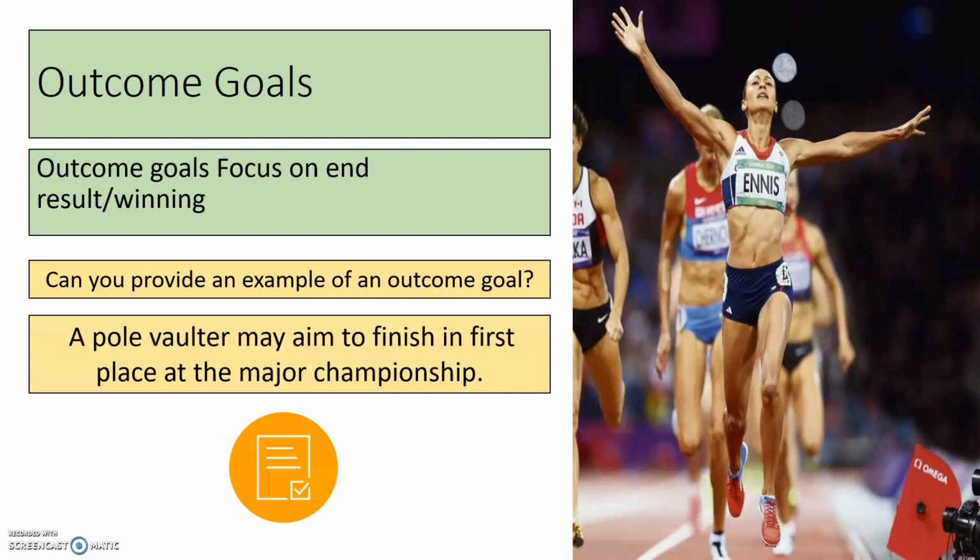Okay, so for an outcome goal, I've given the example there: a pole vaulter may aim to finish first place in a major championship. You may have, for example, a specific sports team whose outcome goal for the season might be to finish in the top 4 places of the league, which might mean that they get to play in the Champions League the following year. Okay, so these are referred to as outcome goals, so the end product, the end result.